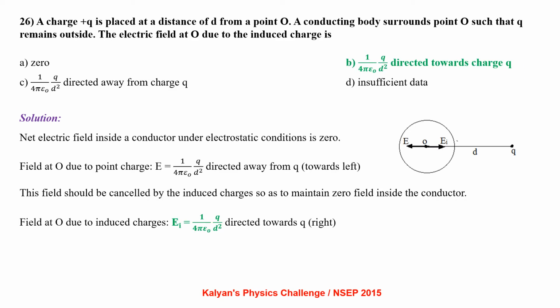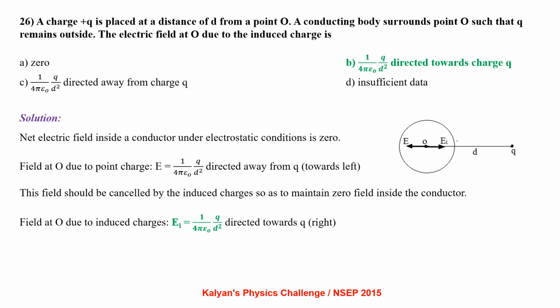A charge plus q is placed at a distance of d from point O. A conducting body surrounds point O such that q remains outside. What is the electric field at O due to the induced charge? The net electric field inside a conductor under electrostatic conditions is 0. Field at O due to point charge E equal to 1 by 4 pi epsilon naught q by d square directed away from q, that is towards left.